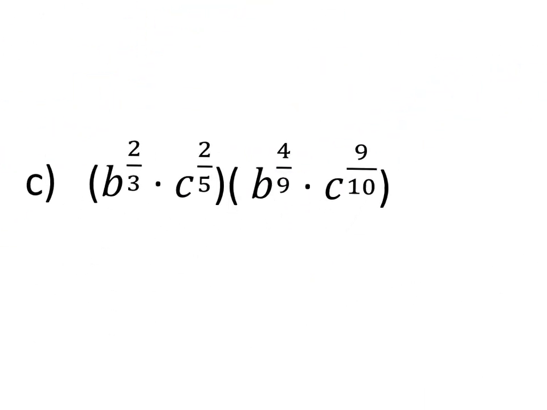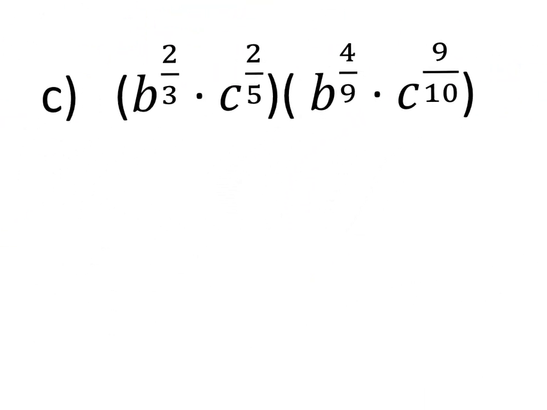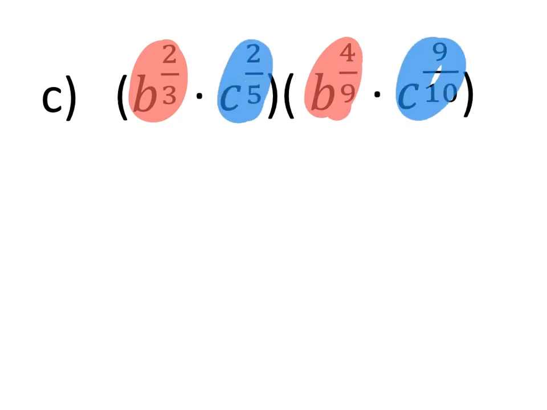All right, so now we come down here. It gets a little more complex. It doesn't change our rules, though. We are still going to combine things that have the same base. So we're going to look at the b's and put those together, and then we're going to look at the c's and put those together. So on my b's here, I'm going to have b. Now, I've got to add 2/3 and 4/9. You are going to have to come up with a common denominator here of 9s.